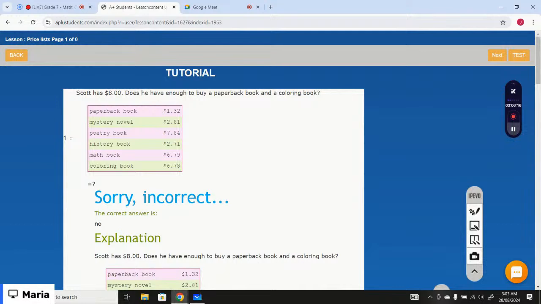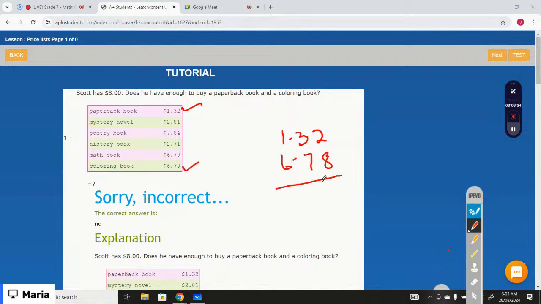So he has to buy the paperback book, that is $1.32. This is actually the price list, right? Where the prices of every item are mentioned. So that is the price list. So the paperback book is $1.32 and the coloring book is 6.78. Just add these prices and see if he can buy them with $8.